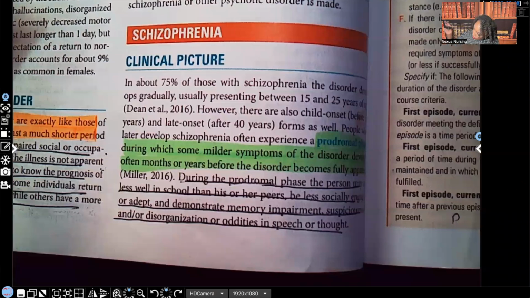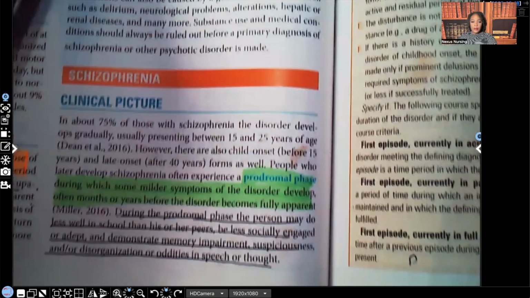All right, so let's look at schizophrenia. Let's look at the clinical picture. Is my light on? Okay.